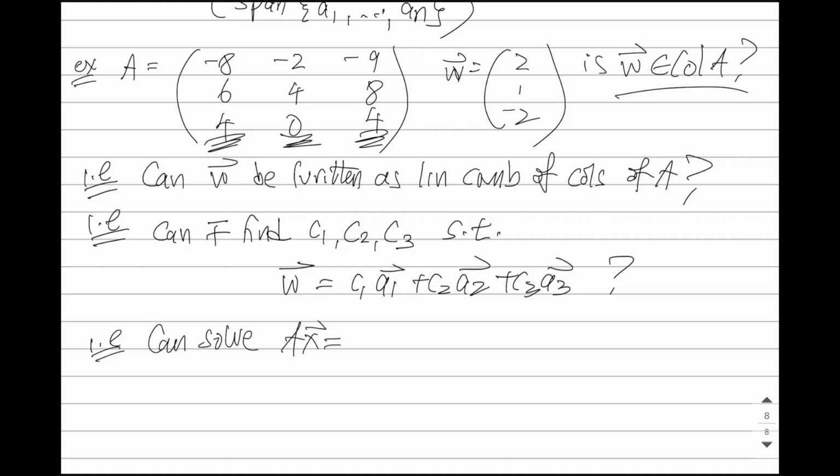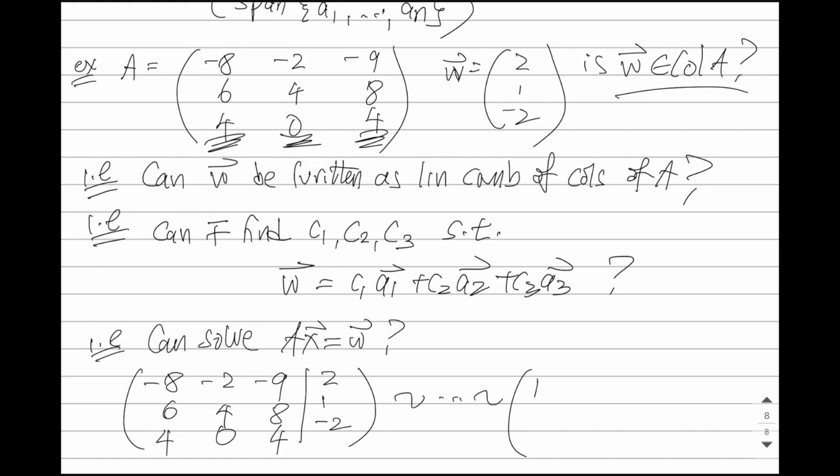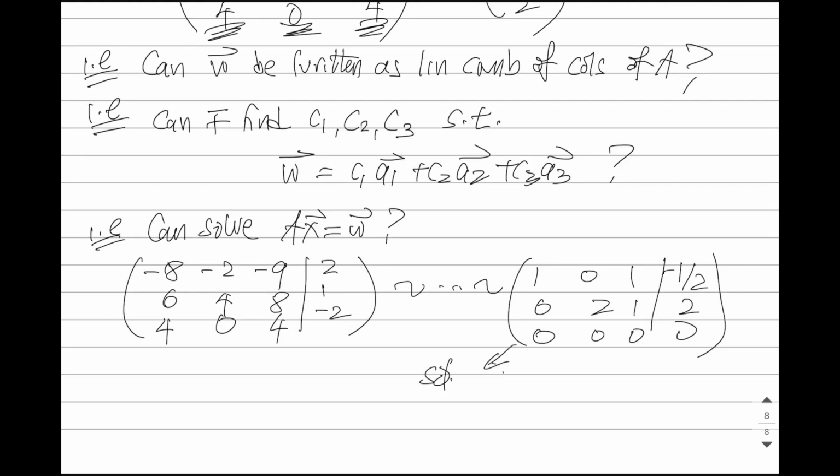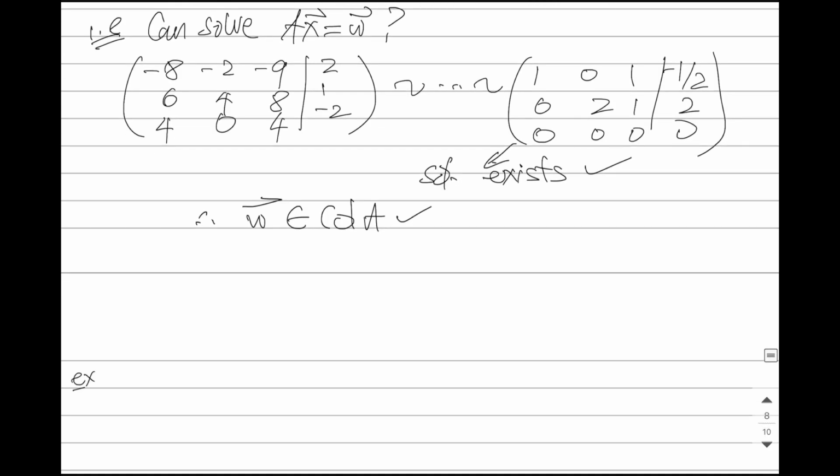Solving Ax equals W is now just a row reduction problem where you take that system and augment it with W on that side. You can go ahead and do the row reduction, and what you're going to find is that you will end up with something that looks like this. You can see this system will have a solution. There are actually going to be many solutions. W is therefore a linear combination of the columns of A. Therefore, W is in the column space of A.